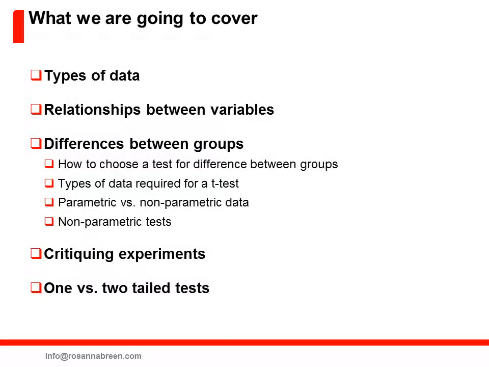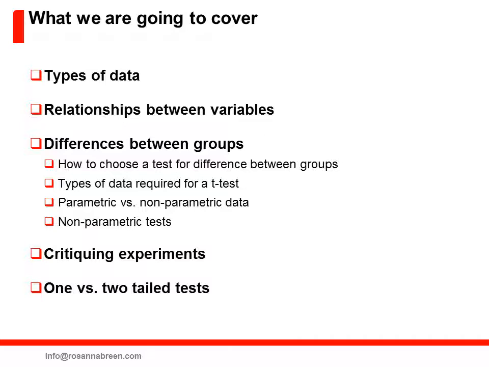We're going to cover 5 main things in this presentation. First, we're going to look at different types of data, and the reason that's important is because different types of data are appropriate for different types of tests. We're then going to look at relationships between variables, for example correlations and chi-squares. We're then going to look at differences between groups, how to choose a test for difference between groups.